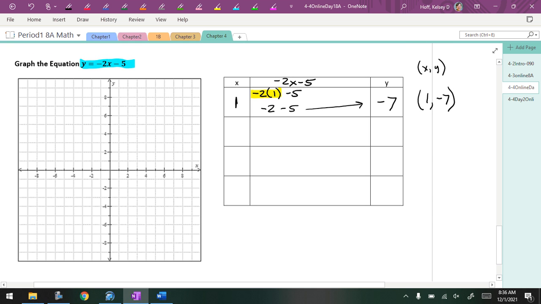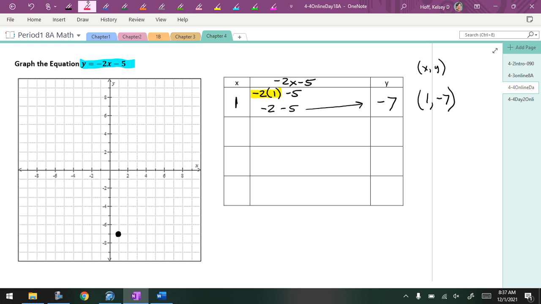Okay, this is where some of us struggle. We have to plot this point. 1, negative 7 is a single point on the graph. 1 is my x, so I go to a positive 1. Negative 7 is my y, so I go all the way down to negative 7. I put one single point on my graph. Now, somebody tell me another easy number to plug in.